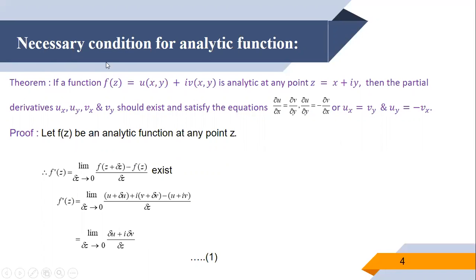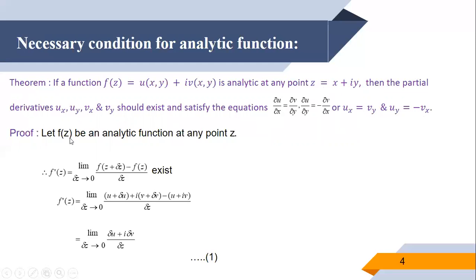Now we discuss a necessary condition for analytic function. The theorem, necessary condition for analytic function: if a function f of z equal to u plus iv is analytic at any point z equal to x plus iy, then the partial derivatives ux, uy, vx and vy exist and satisfy the equations del u by del x equal to del v by del y, and del u by del y equal to minus del v by del x, or ux equal to vy and uy equal to minus vx. These equations are also called the Cauchy-Riemann equations, CR equations.